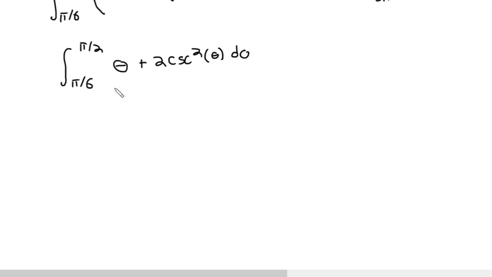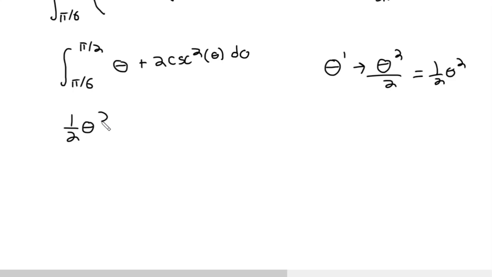negative 2 cotangent. And this theta, just pretend it's an x. It's just theta, you add 1 to the exponent, and you divide by 2. That's the same thing as 1/2 theta squared. Okay, so 1/2 theta squared plus negative 2 cotangent theta, and this is running from pi over 6 to pi over 2.